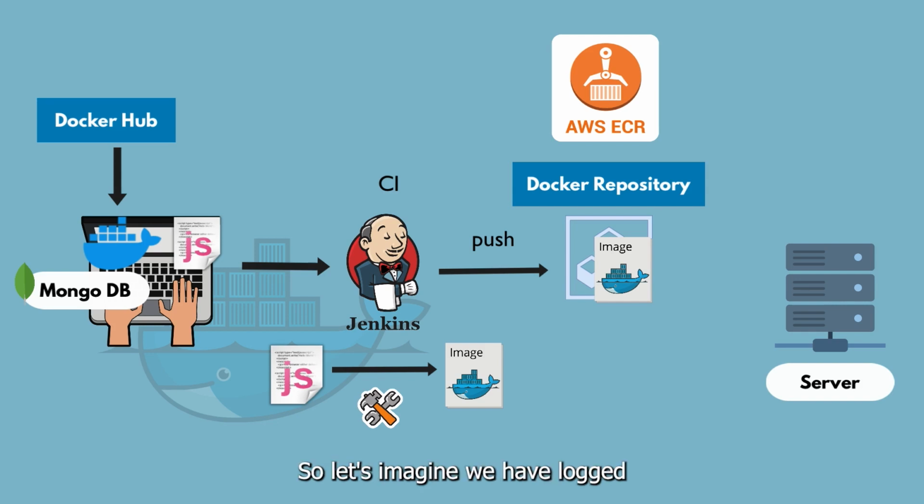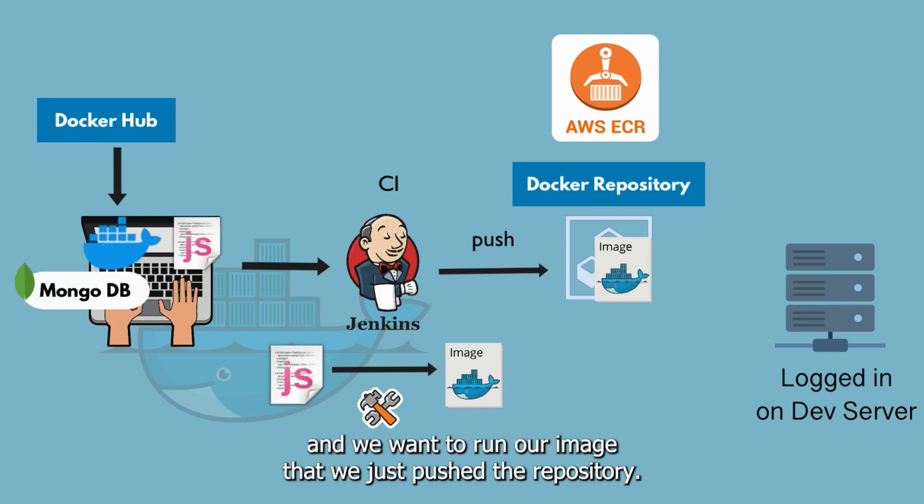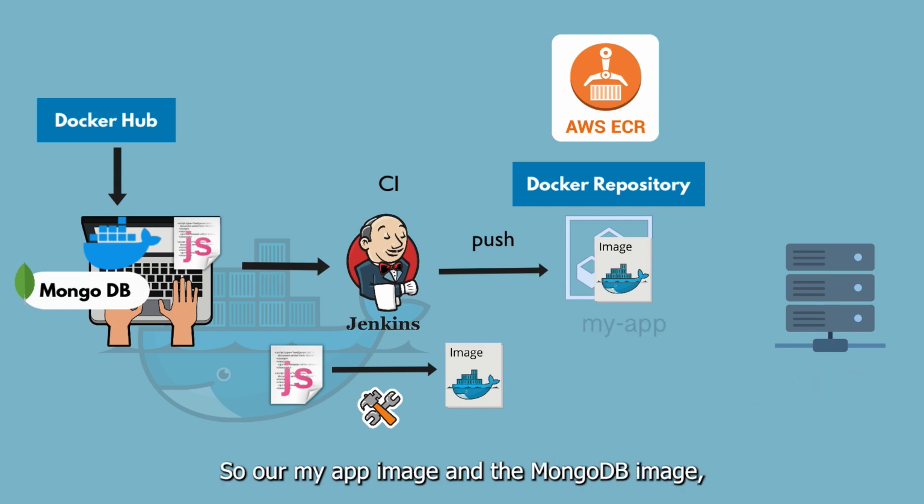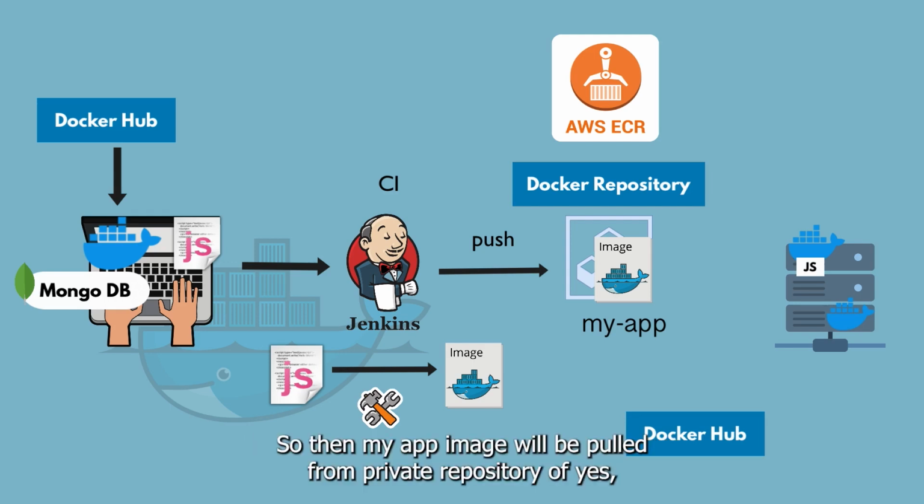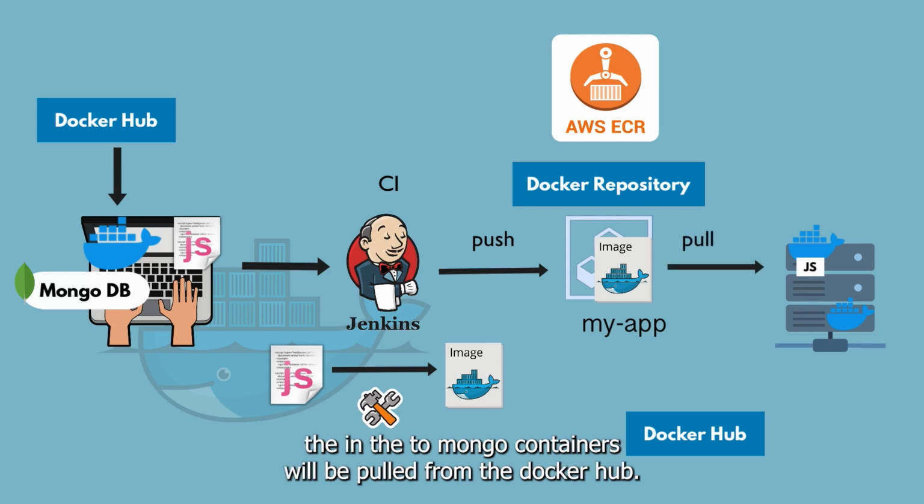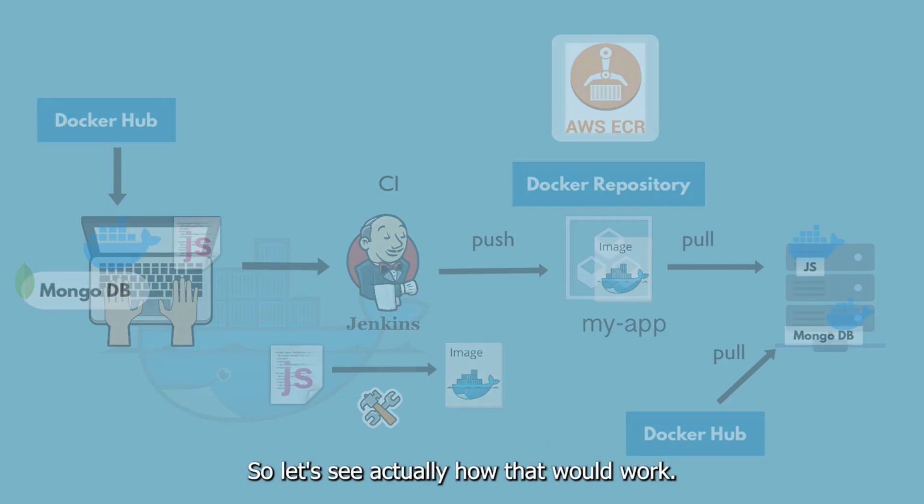So let's imagine we have logged into a development server and we want to run our image that we just pushed to the repository, so our myapp image, and the MongoDB image, both the database and the Mongo Express, on the development server. So the myapp image will be pulled from the private repository of AWS, and the two Mongo containers will be pulled from the Docker Hub. So let's see actually how that would work.